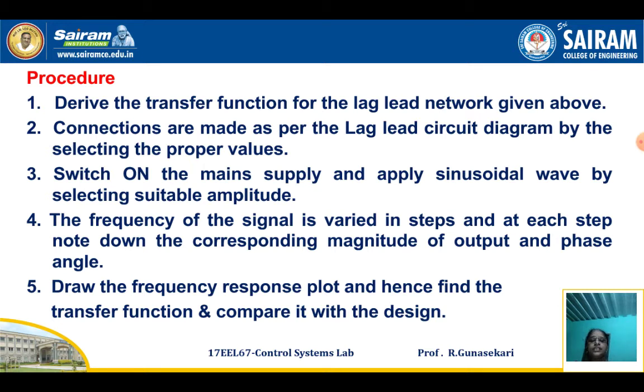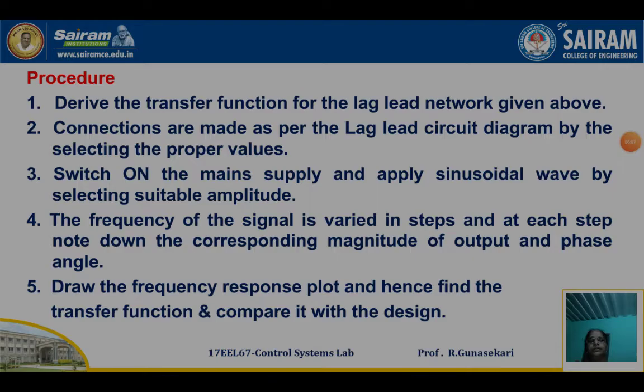The frequency of the signal is varied by using the frequency knob in the signal generator step by step, and at each step note down the corresponding magnitude of output and the phase angle. Draw the frequency response plot, that is frequency versus phase angle and frequency versus magnitude of gain in decibel, and hence find the transfer function and compare it with the design.